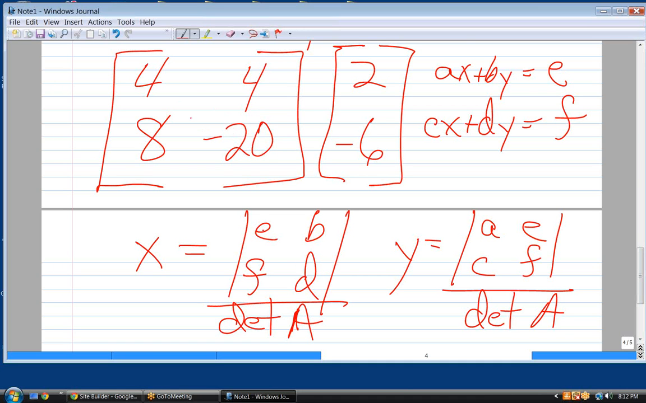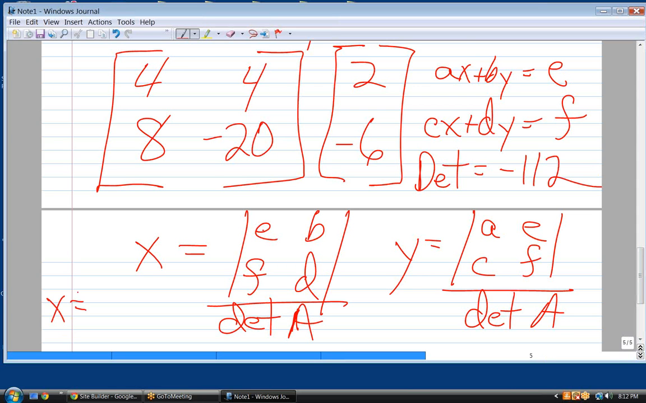So what is that for this matrix? The determinant's equal to what? The determinant would be 80 minus 2, which is negative 112. Okay. So my x value is equal to the determinant of this matrix divided by the determinant of the other matrix, and my y value is equal to the determinant.